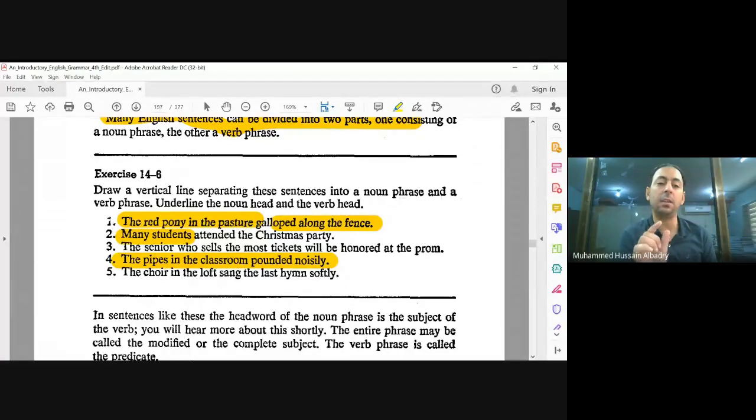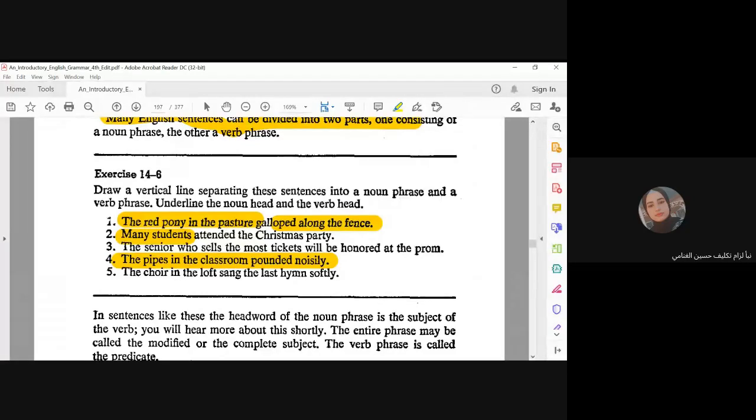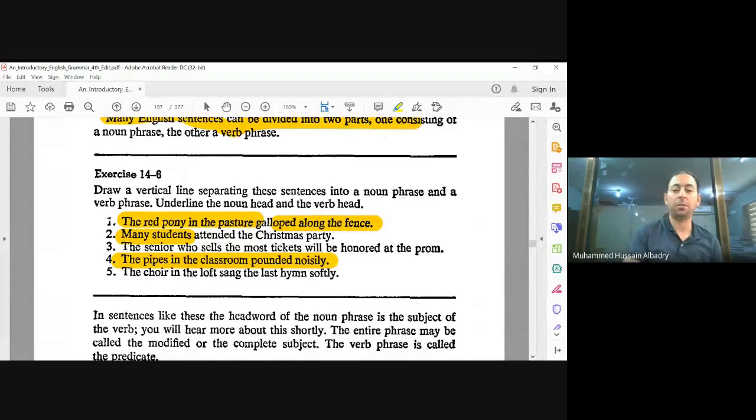Where is the head word? الهيد word اللي هي the pipes. The pipes. Yes, thank you so much. Good. Yes. Who can tell me what is the verb phrase? What is the verb phrase? Yes. Oh. Who else? Who else? Easy. What is the verb phrase?